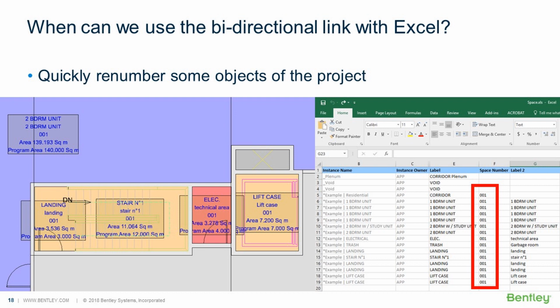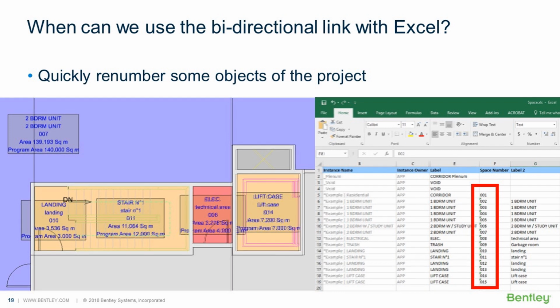In this example, we see that all the room tags have the value 1. Rooms have been placed quickly without taking care of the number information. This is typically the type of information that we can easily add with Excel. If you haven't given a specific number to some of the objects in the project, you can give them a number afterward. Excel bidirectional link is very appropriate and fast for this.